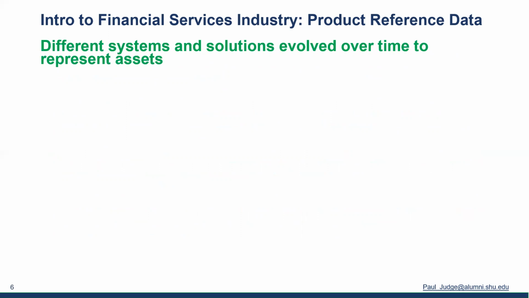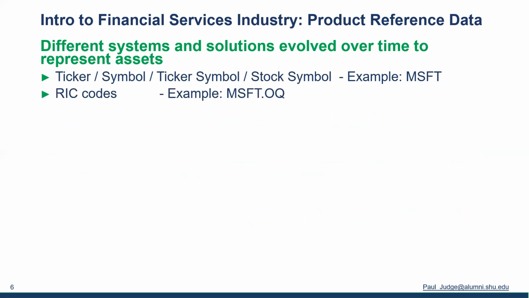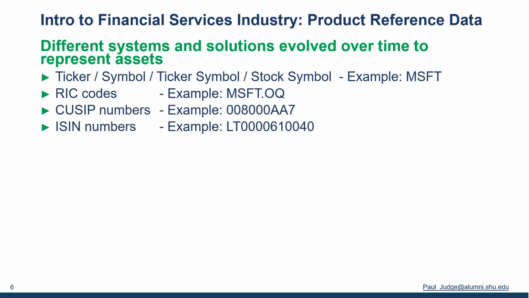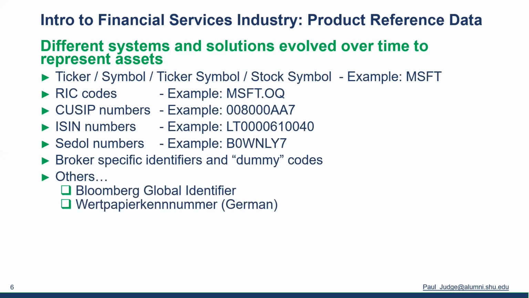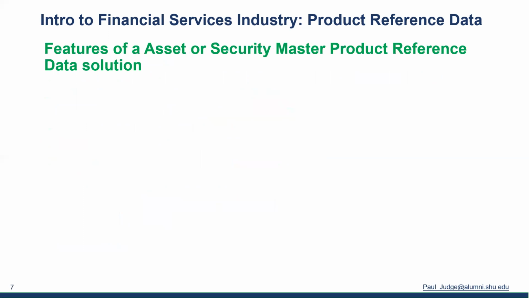Now, one of the reasons I bring this up is that I mentioned it in a separate presentation where I was talking about product identifiers. What you would have in your reference data is all the different reference items you use to identify a product, right? What's the ticker? What's the symbol? What's the RIC code? What are the CUSIP numbers? What are the ISIN numbers? What are the SEDOL numbers? Sometimes brokerage firms have their own firm-wide identifier. Merrill Lynch used to have what they called the Merrill ID, where they might have dummy codes for identifying securities. And there are other external identifiers that are maybe not industry standard, like a Bloomberg global identifier, or different markets in Germany and Switzerland and Japan and other countries have their own identifiers. So you want to have that data. That would be in your security master.